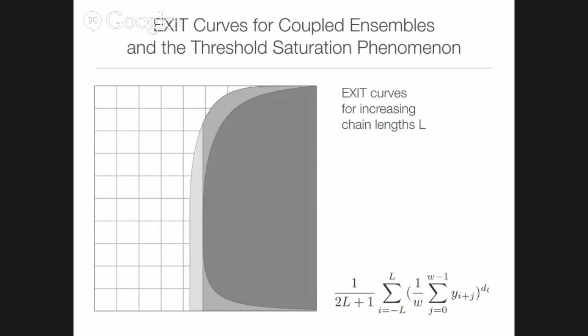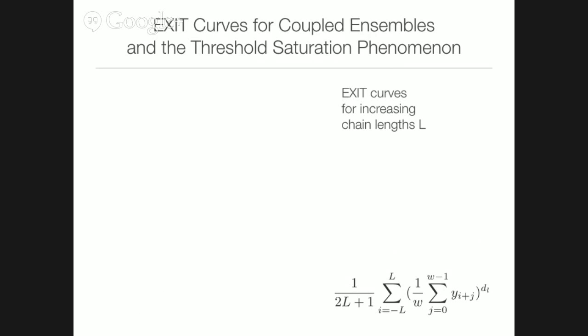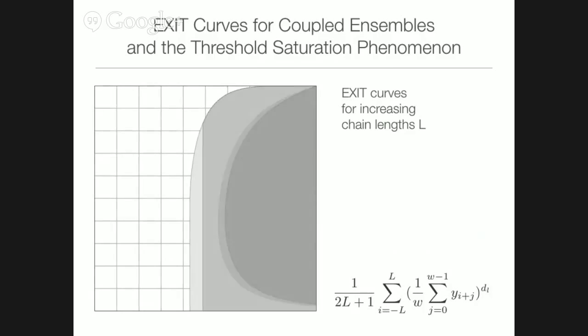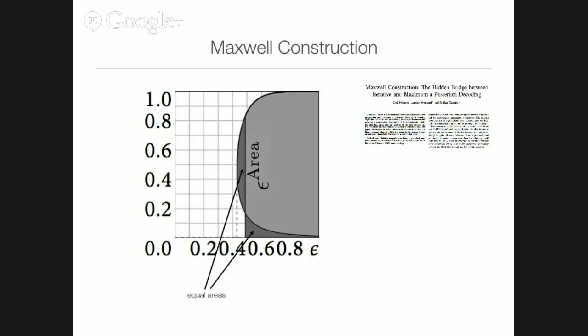Okay, so this was the Maxwell construction, and now I show you what these EXIT curves look like for the coupled case. So if you take the coupled case and you plot these, let me just run it again because it was fast. So what is this experiment that I show you here? You take a coupled chain, and what you do is you simply increase the block length. And now for each block length, I plot this EXIT curve. It's simply the curve that you have. So let's do it again.